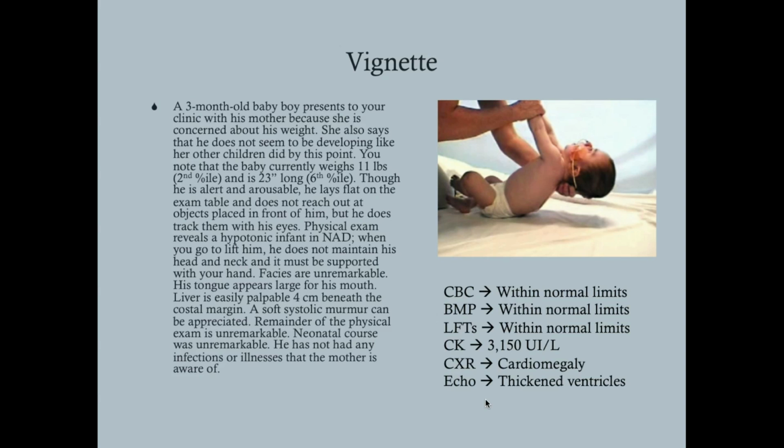And we find that the CBC, BMP, and liver function tests are all within normal limits. The creatine kinase is dramatically elevated at 3,150 international units per liter. And then the chest x-ray shows cardiomegaly, and the echo shows thickened ventricles. So we have muscle issues, some kind of muscle breakdown going on, as well as heart issues. We have an enlarged heart. And when you put this all together, this points to a glycogen storage disease known as Pompe's disease.